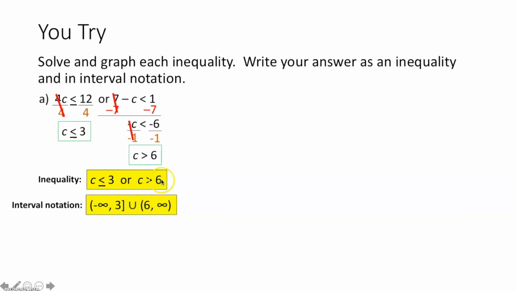c is greater than 6. So I want all numbers greater than 6. So 7, 8, 9, 10, 11, all the way to +infinity. So I start at 6, put a parenthesis because there's no equal sign, and then I go comma infinity. Then I put a parenthesis there because it's infinity.